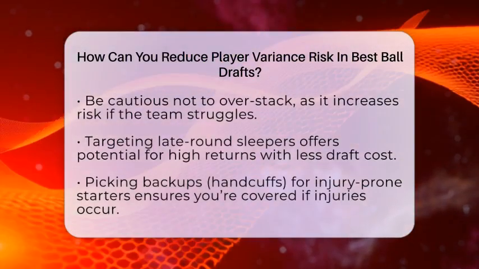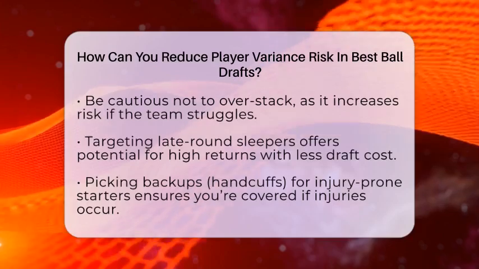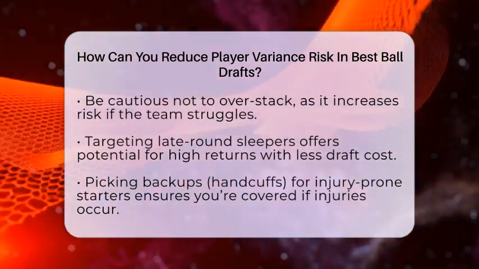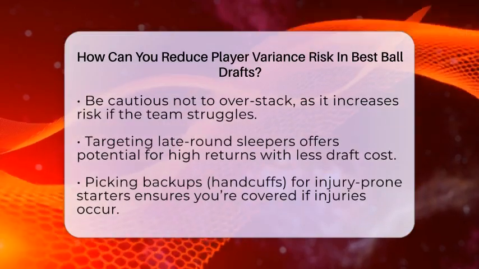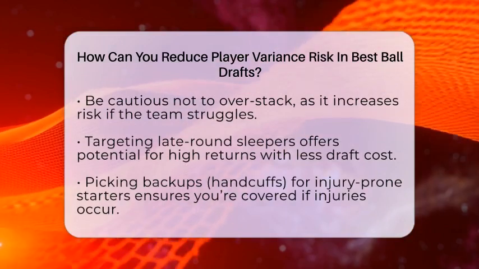Targeting late-round sleepers is a smart move. These players often have high upside and can outperform their draft position. Picking injury-prone players' backups, called handcuffs, can also be wise. If the starter gets hurt, your backup can step in and keep your team afloat.